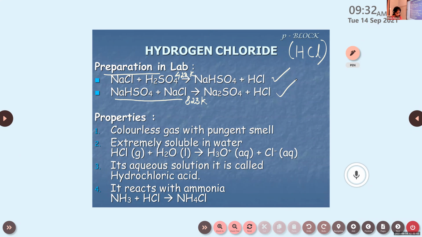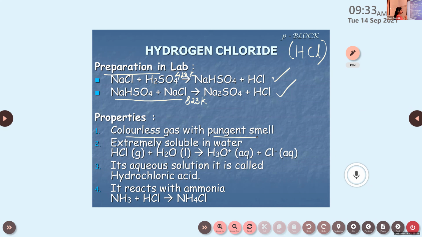Then we are moving to the properties of hydrogen chloride. It's a colorless gas with a pungent smell. Its smell is very difficult for us to breathe. It's a pungent smell, but not a rotten smell like the previous one, ammonia. In the case of ammonia, it's a very rotten smell. Clear? And it's a colorless gas.